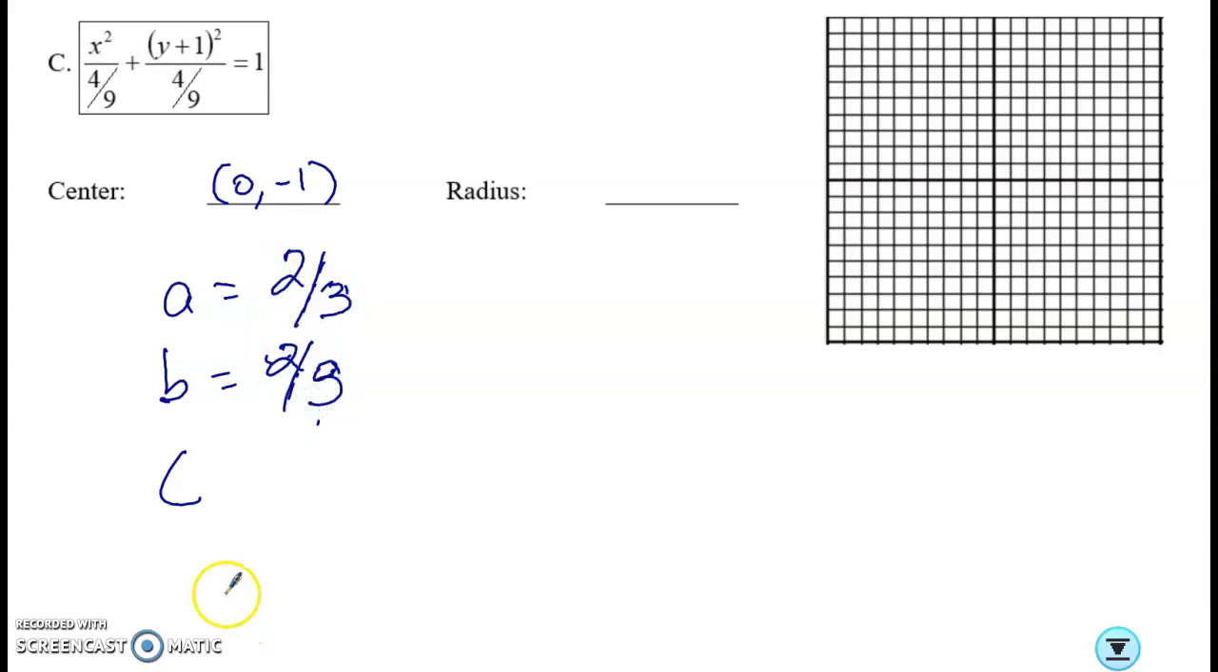Okay, so this time it's not technically an ellipse. It's a type of an ellipse. It has a radius of 2/3. This is also known as a circle. So you would put your point at 0, -1. And this is a teeny tiny little circle. You would just sort of go out 2/3 of the way away from around all of that.